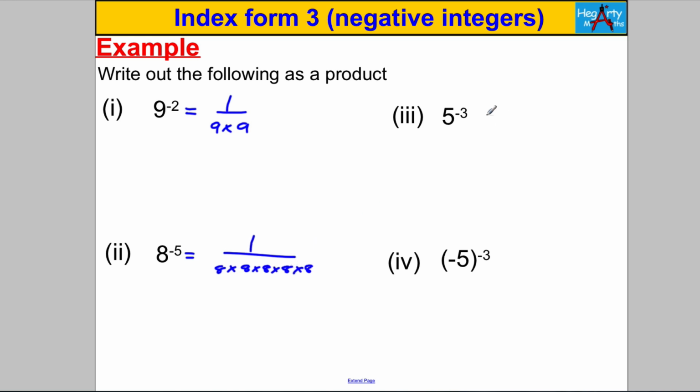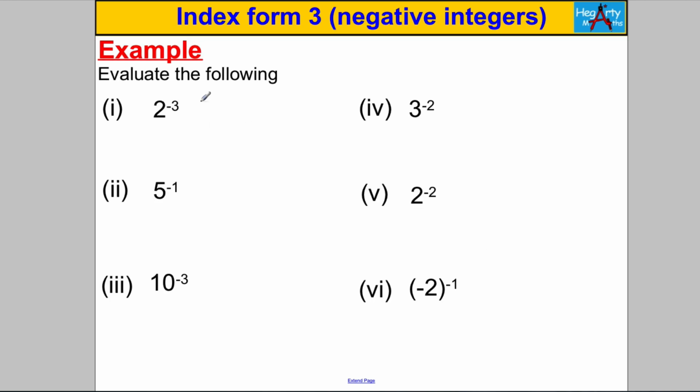5 to the negative 3 means 1 over 5 times 5 times 5, and negative 5 to the negative 3 means 1 over negative 5 multiplied by negative 5 multiplied by negative 5. They didn't ask us to work this out, they just said write your answer as a product, which we did.